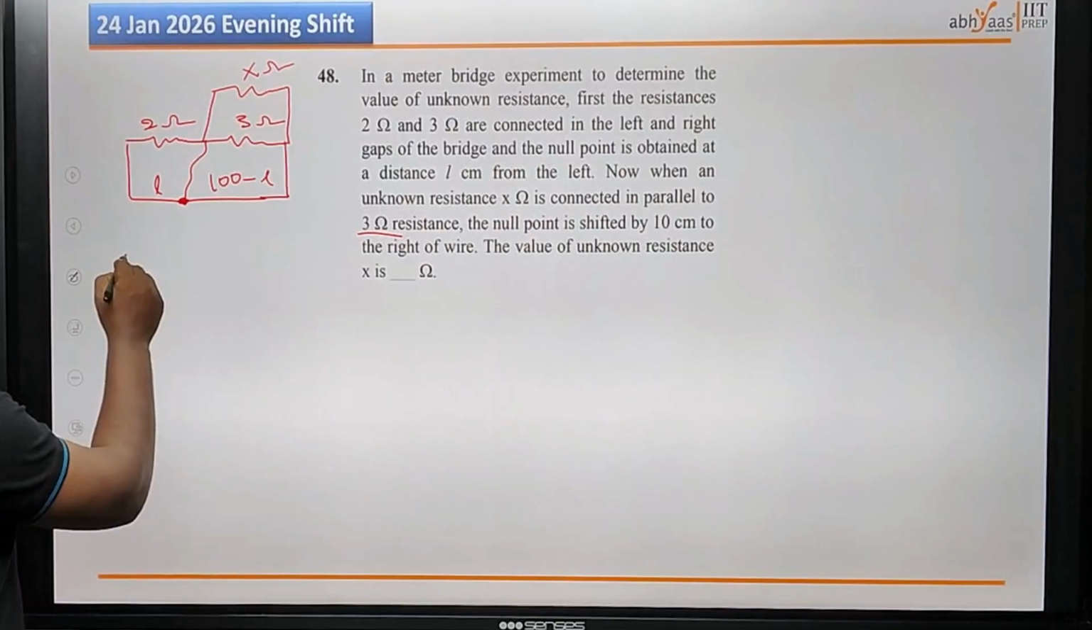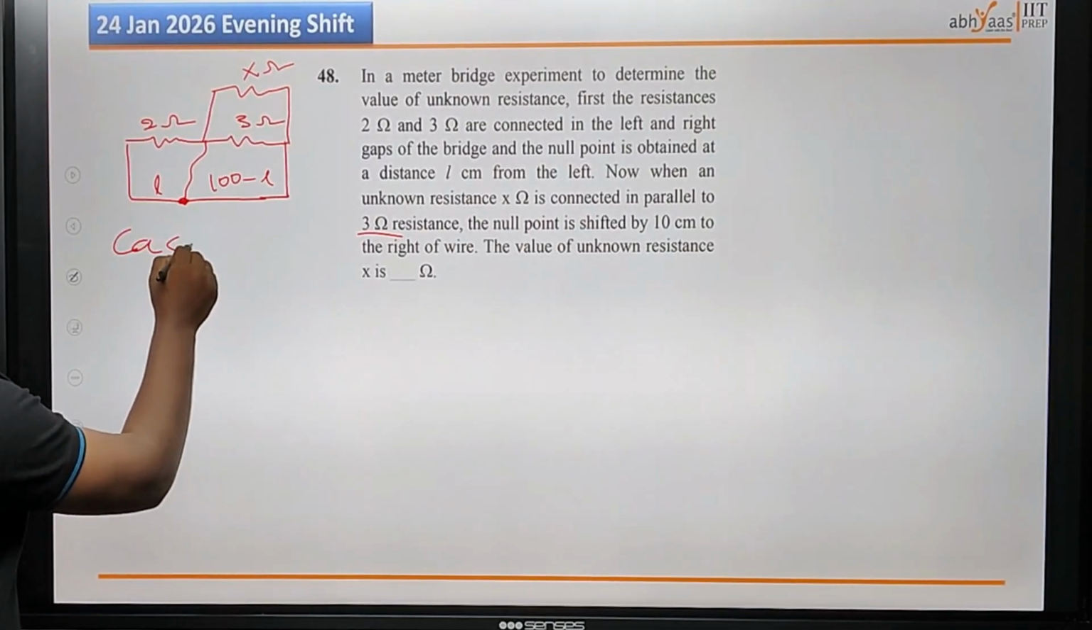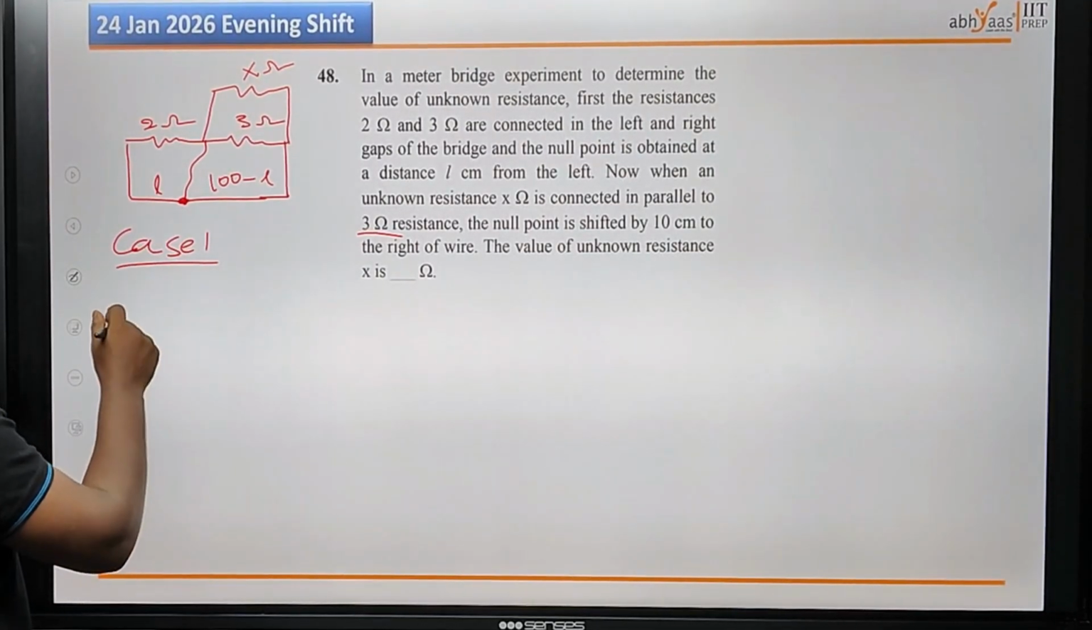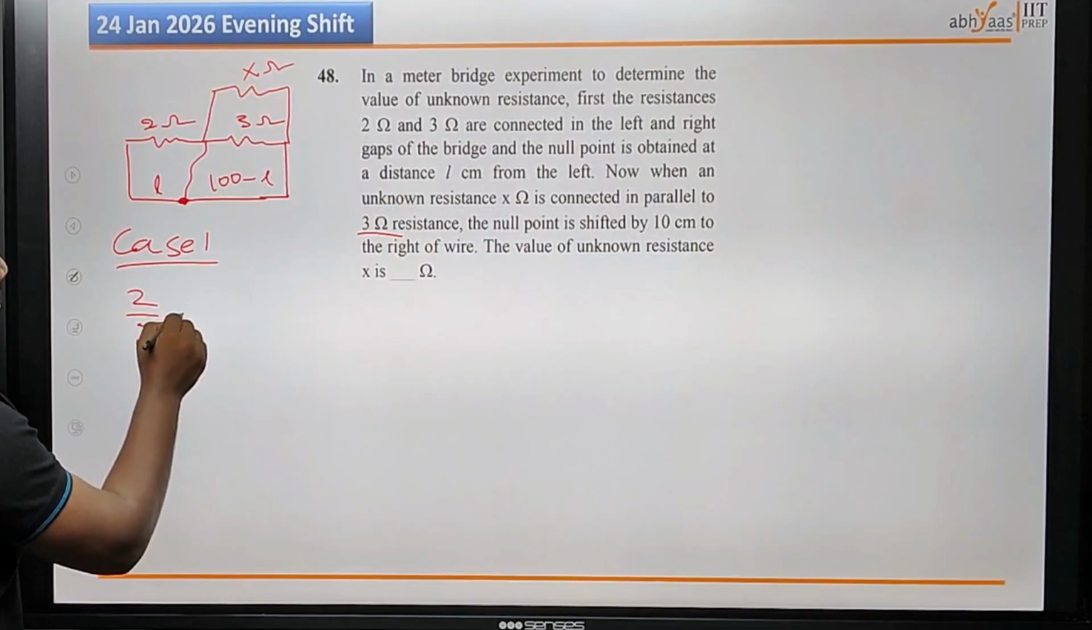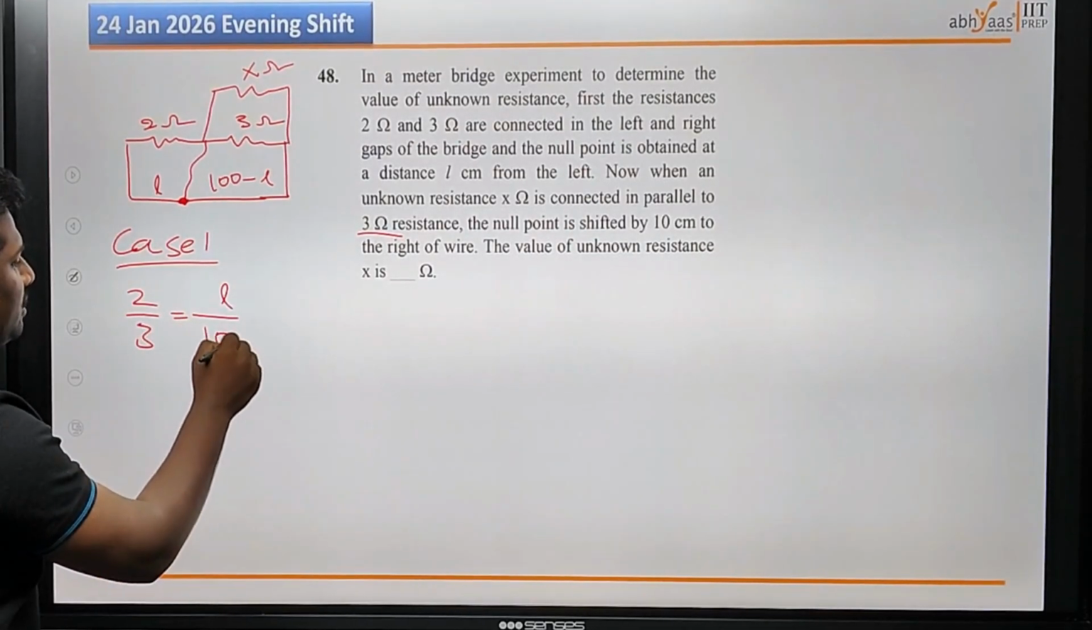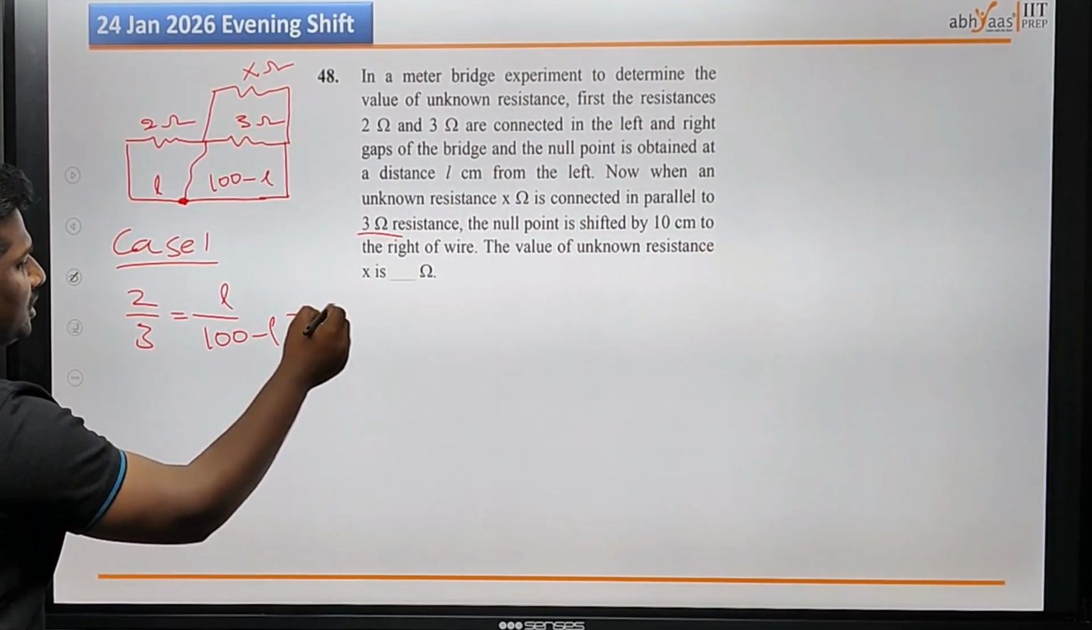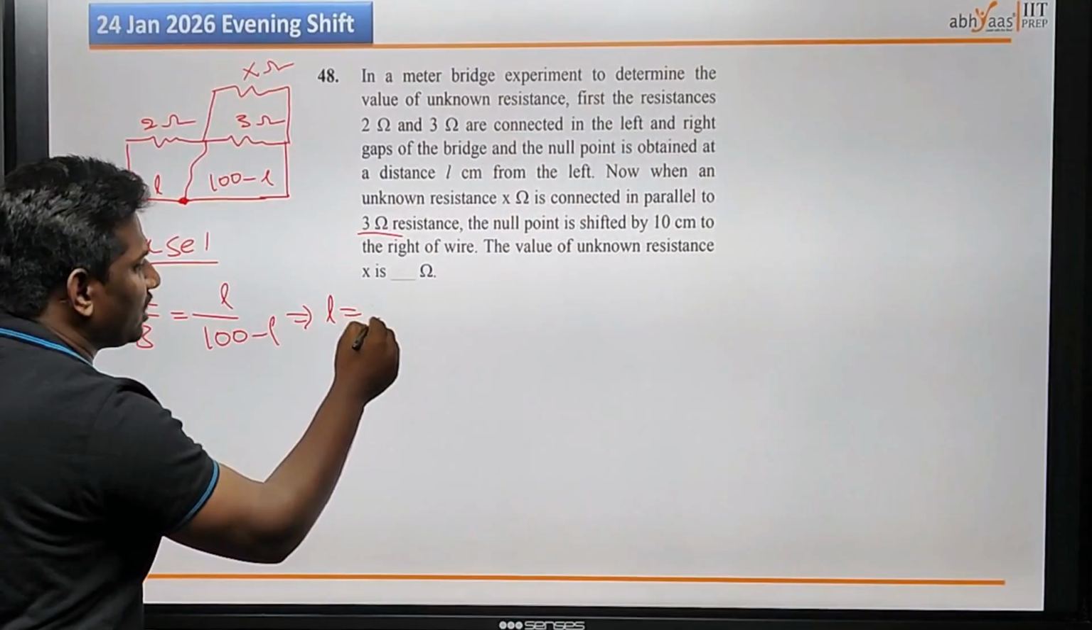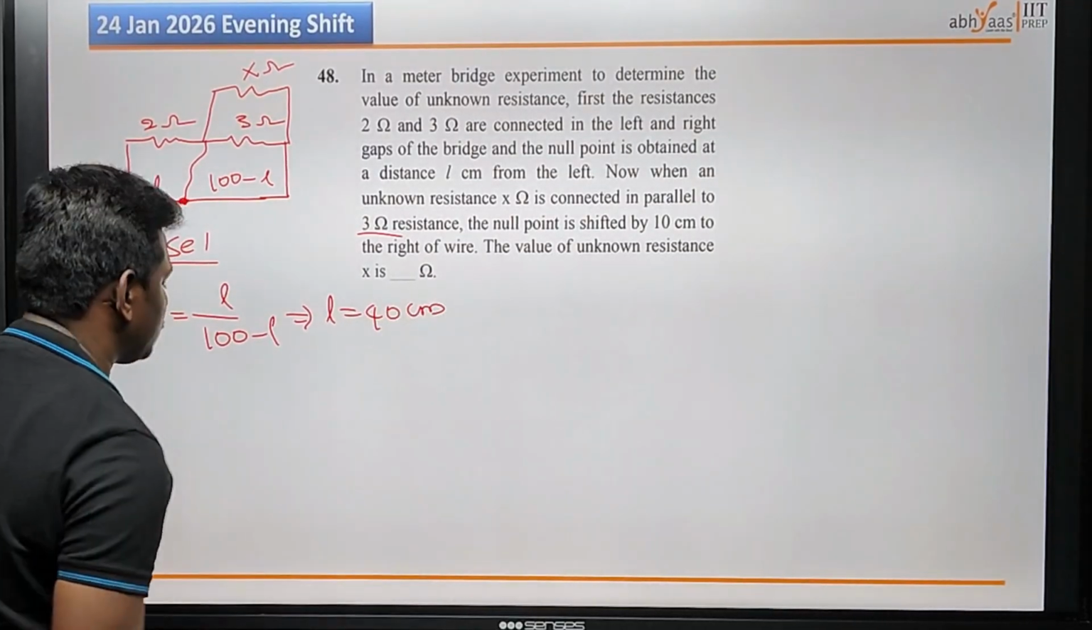See here, first case: 2 by 3 equals L by 100 minus L. That is nothing but L equal to 40 centimeters.